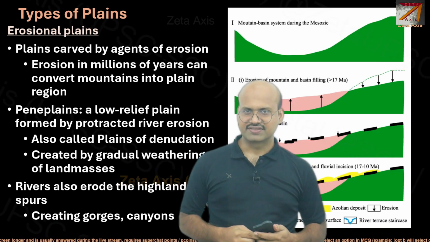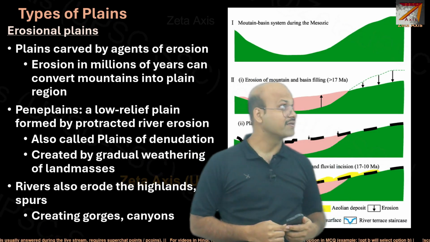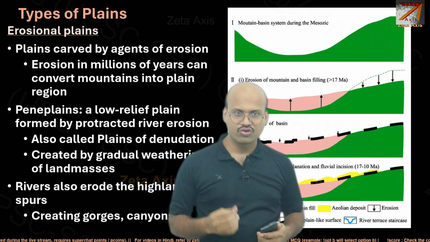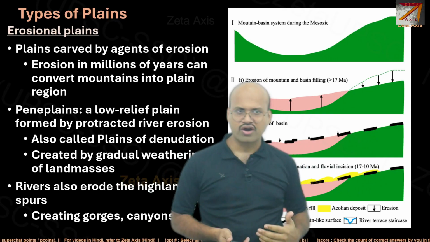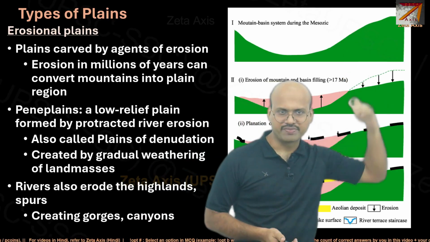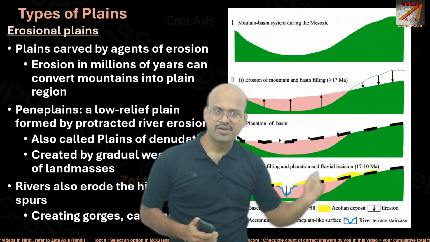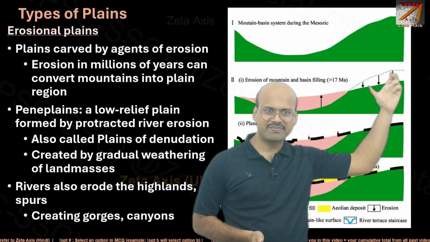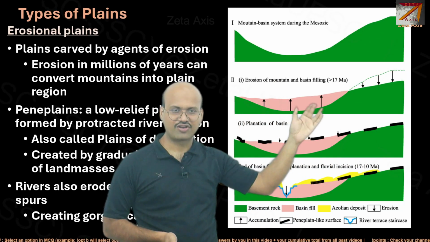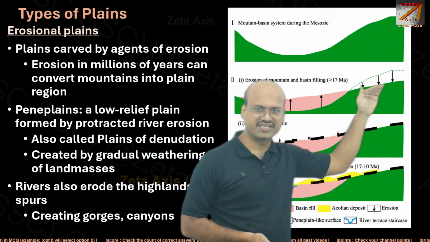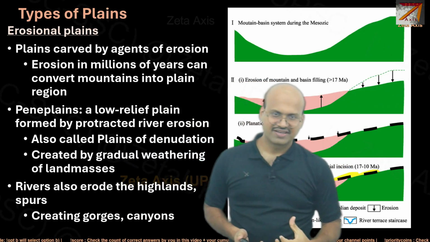Now erosional plains. So erosional plains, as the name says, are created by erosion. Here we can see an example. This is a mountain, this is a valley. Over a very long time, the mountain will be eroded, maybe by glacier, maybe by rivers, but the fragments or the sediments which are eroded from here will be deposited over here, and you will see an almost plain region is created. So erosion creates plains.